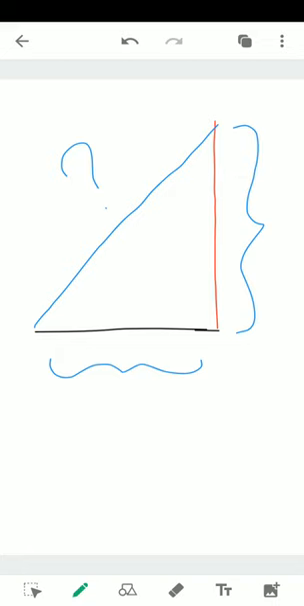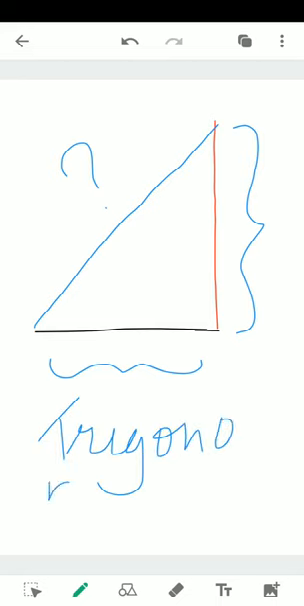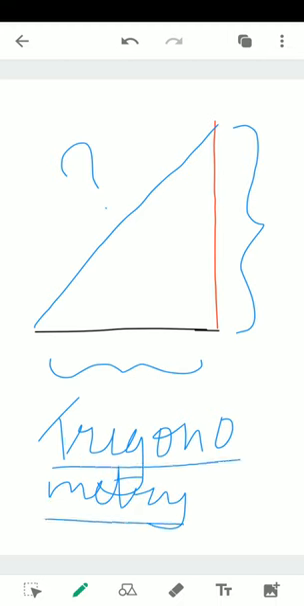This answer is given by the branch of mathematics that is known as trigonometry. So in this module we will be discussing the chapter on trigonometry. So let us start our discussion.